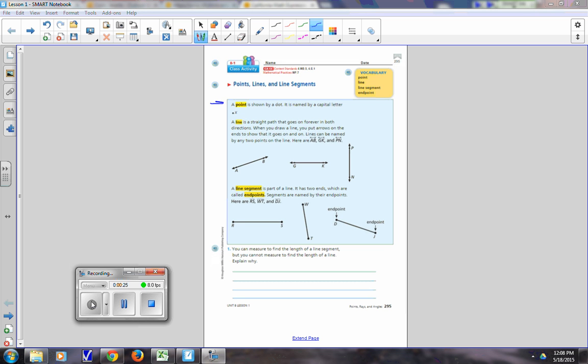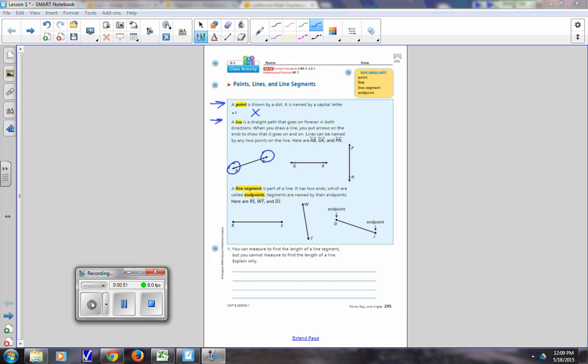A point is shown by a dot, and it is named by a capital letter. So if I were to say what this point would be, it would be point X. A line is a straight path that goes on forever in both directions. When you draw a line, you put arrows on the ends to show that it goes on and on and on.